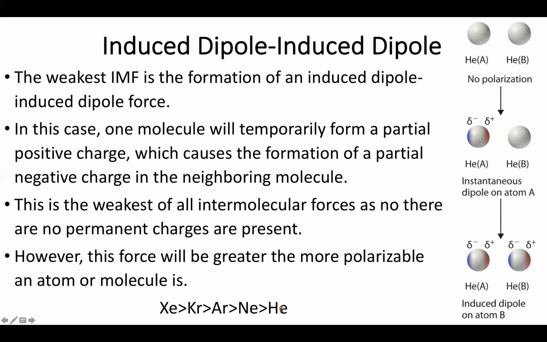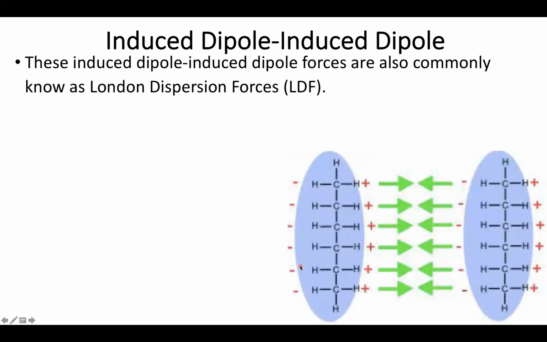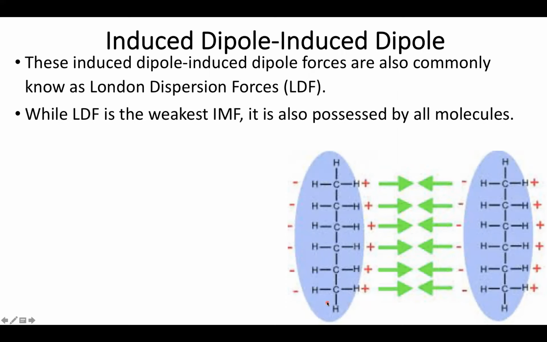IMFs to make. That said, while induced dipoles are fairly weak forces, their big advantage is that they are always present in everything. And because they're so ubiquitous, they also are more commonly known by another phrase, London dispersion forces. And the reason why is they can be very dispersed over an entire molecule.